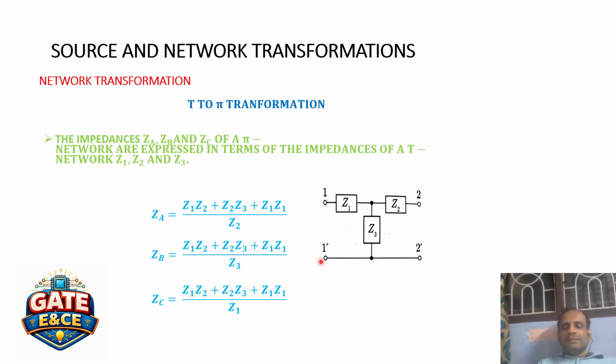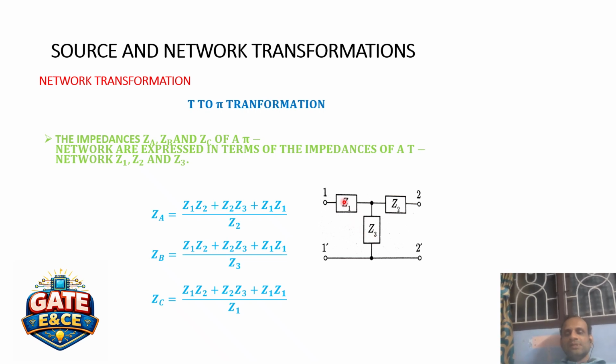So ZA is common to Z1 and Z3. So the other impedance Z2 will be at the denominator. ZA is across 1, 1 dash. So Z2 will be the other impedance which is not in common with Z1 and Z3. So Z1Z2 plus Z2Z3 plus Z3Z1 divided by Z2, which is the other impedance which is not in common with ZA.